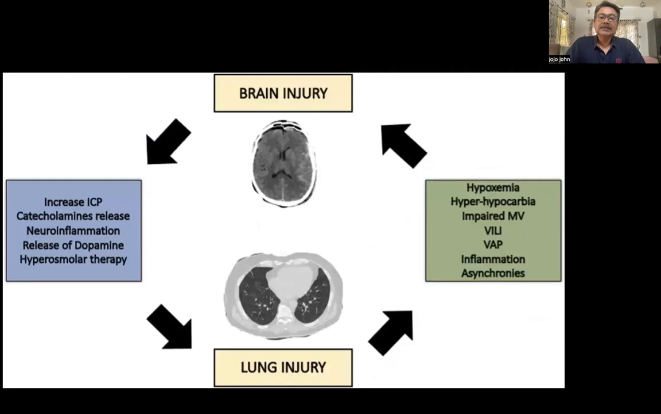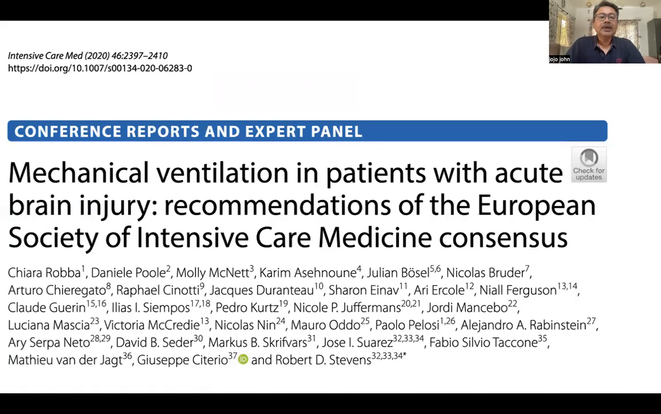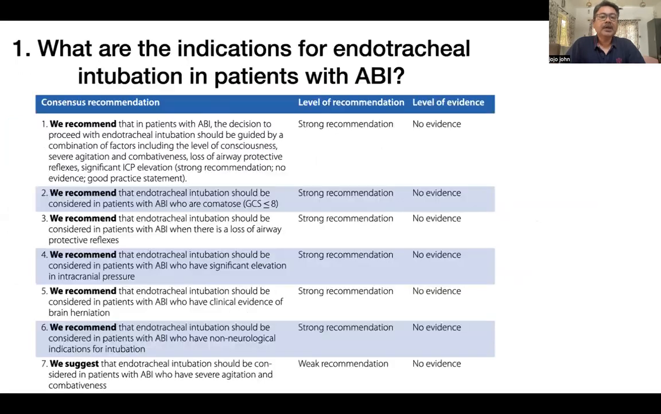Not just that, in the same way that brain injury can produce injury to the lung, lung injury can also affect the trajectory of brain injury and its recovery. Hypoxia, hypocarbia, mechanical ventilation and ventilator-induced lung injury producing inflammatory mediators, asynchronies, all those can affect recovery from brain injury. So in this particular talk, I'll be basing most of it on this consensus recommendation of the ISCCM on mechanical ventilation in patients with acute brain injury.